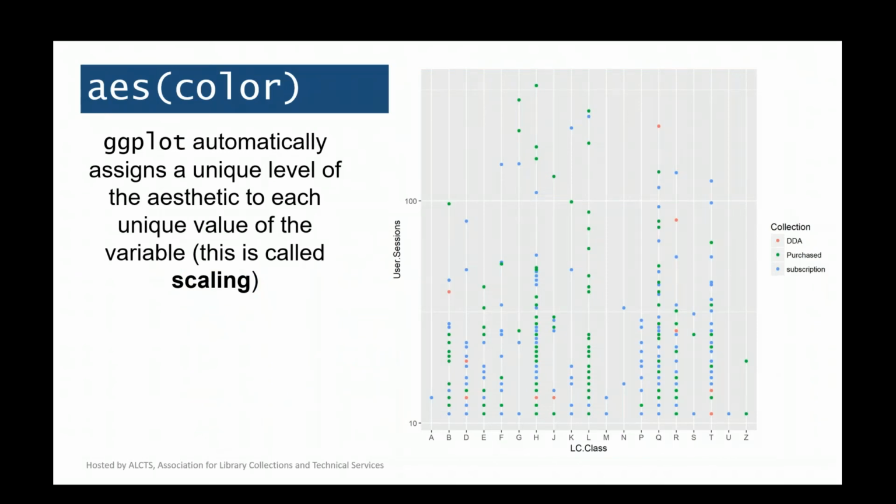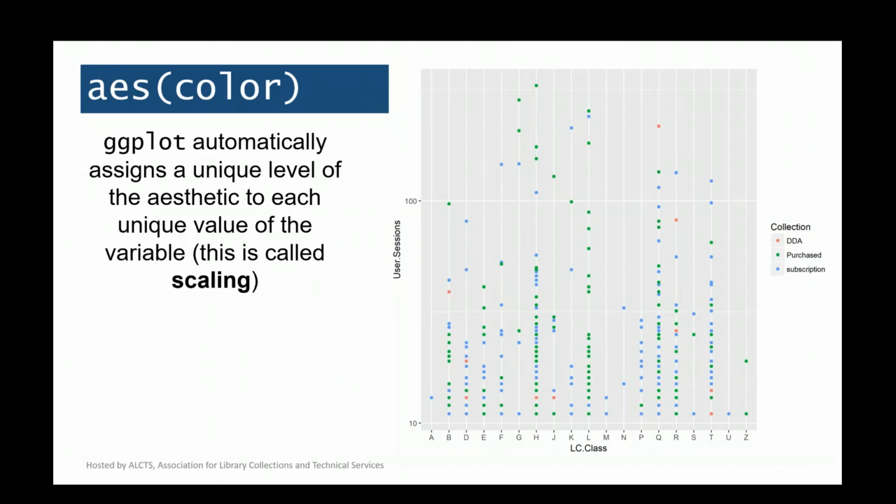And it's going to look like this. Collection. So here's what's going on with this one. What ggplot is doing is it is automatically assigning a unique level of the aesthetic. In other words, the aesthetic is color. So it's automatically assigning a color to each of the unique values of the variable, in this case, collection. So there are three unique values in collection.